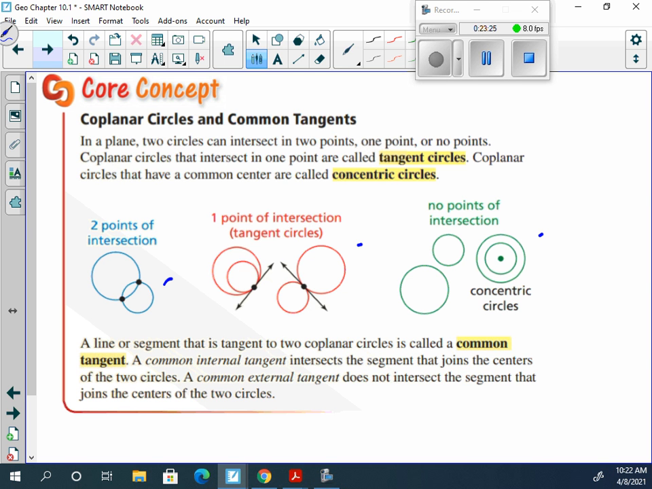What we can do is we can actually draw tangent lines between the two. Depending on how they're set up is the number that we can have. And what that means is that I can draw a line, a straight line, exactly like this here, that intersects both circles in 1 point. So this line is considered to be tangent to both circles.